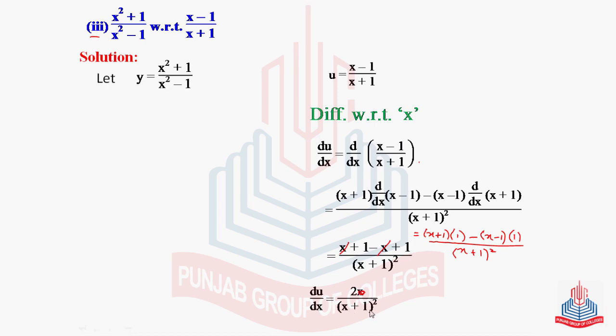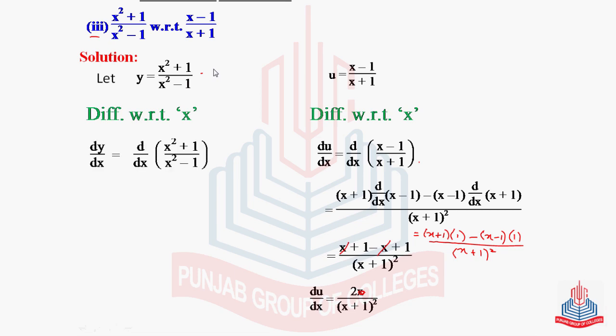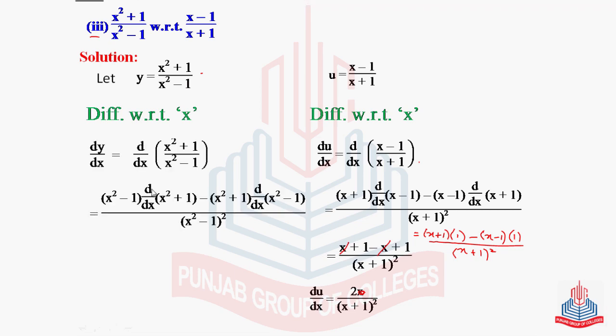Now let y is equal to (x square plus 1) divided by (x square minus 1). Differentiate with respect to x by applying quotient theorem. We have (x square minus 1) whole square, and in numerator x square minus 1 will be as it is, derivative will apply on x square plus 1, and next x square plus 1 will be as it is, and derivative will apply on x square minus 1. So applying derivatives, x square minus 1 will be as it is, and derivative of this function will become 2x, because derivative of 1 will be 0, and minus (x square plus 1) as it is, and derivative of x square minus 1 will be 2x, and this denominator is as it is.